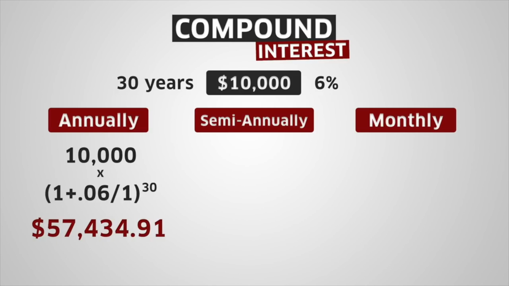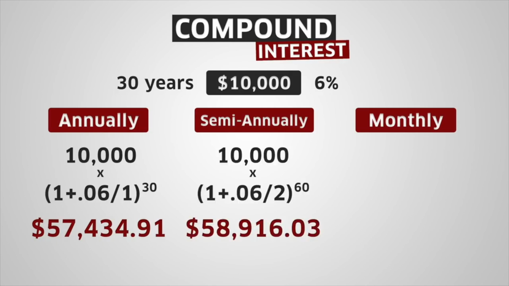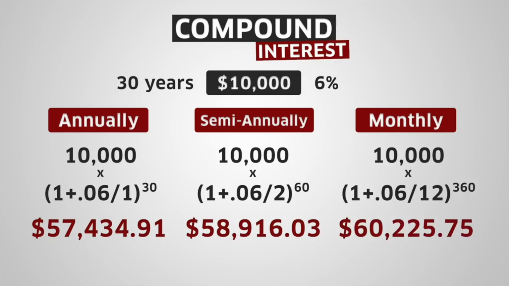Not much changes when you move to semi-annually. In fact, you'll end up with just $58,900 after 30 years. And let's see how this actually is influenced when we change that frequency once again to monthly. Over 30 years, you'd have over $60,225 when your frequency is every single month. Now, the differences here might not seem too significant when you put them side by side with a $10,000 or a $1,000 example. But the main takeaway is that compound interest matters greatly.